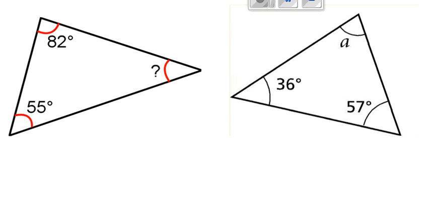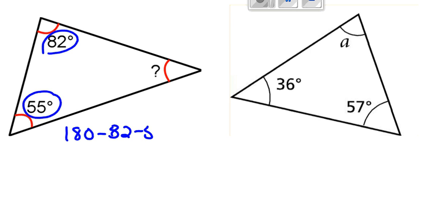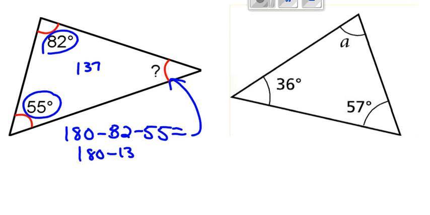Little practice examples for the last slide. Sum of the angles of a triangle is 180. So if I have two known angles, which I do here, I know this angle is 82 and this angle is 55, I can simply subtract my angles from 180 to find the missing angle. So 180, let's add up 82 and 55, that's going to give me 137. So I have 180 minus 137, so that missing angle is 43 degrees.